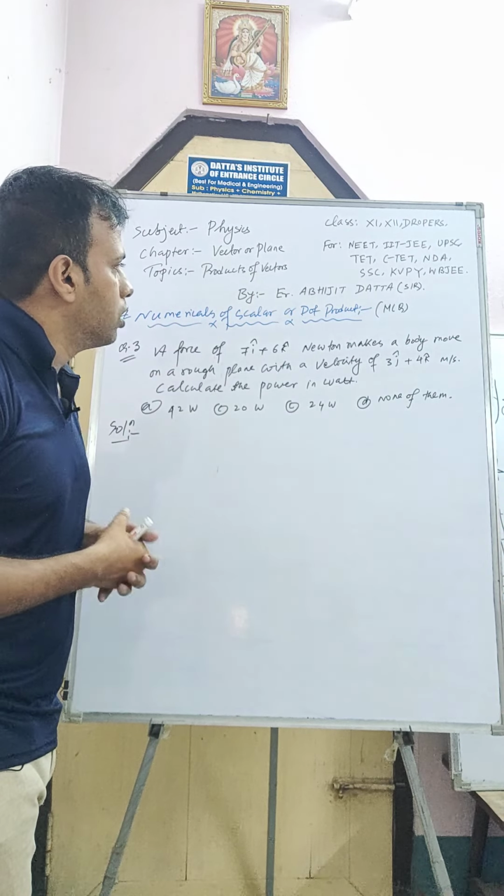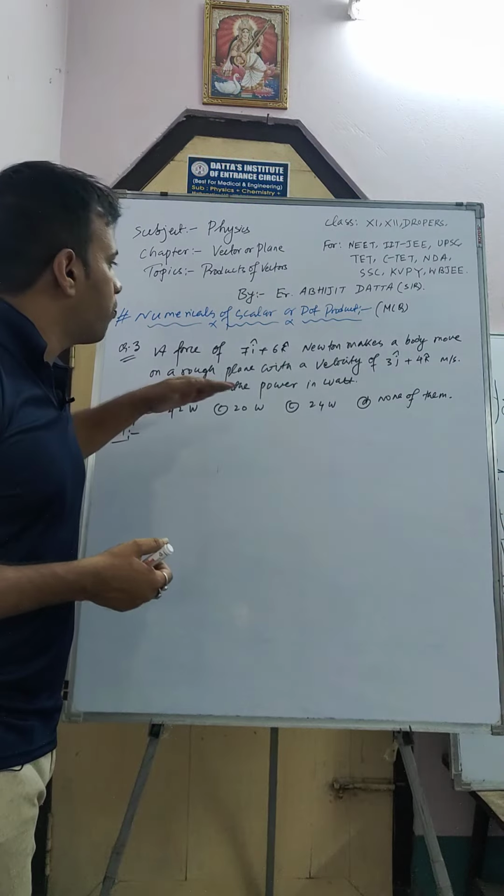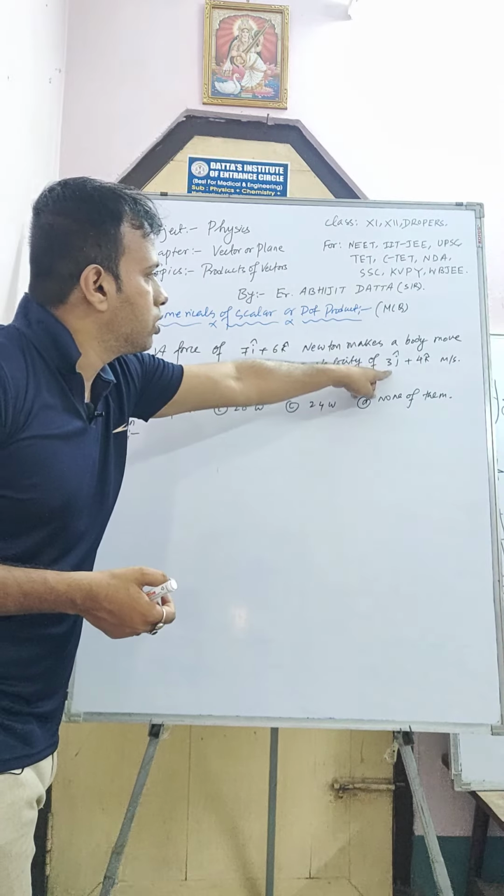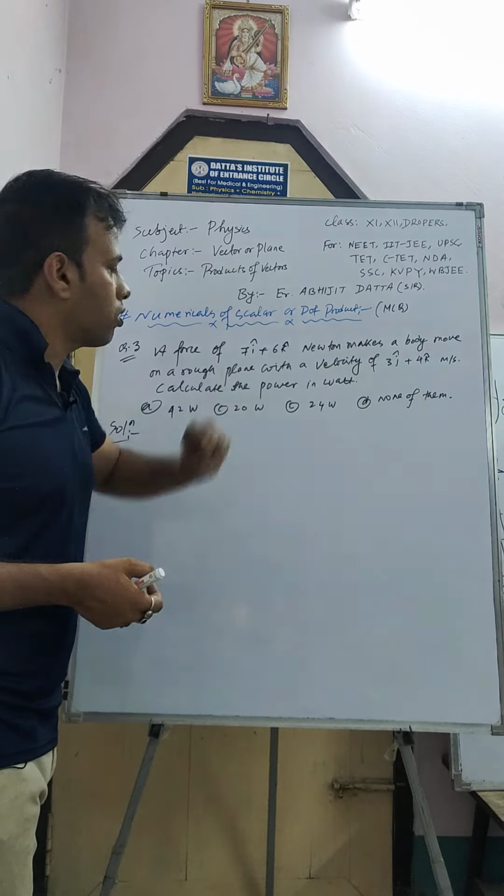Next question is: a force of 7i plus 6k Newton makes a body move on a rough plane with a velocity of this one. Calculate the power in watt.